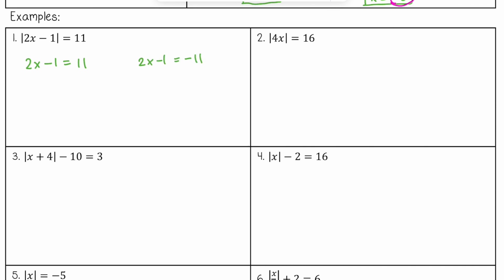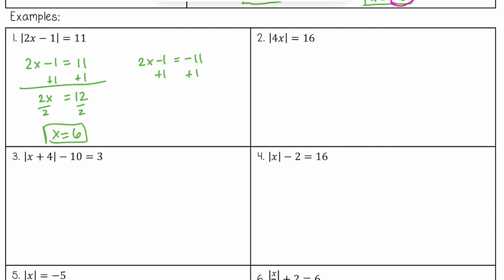So 2x minus 1 equals 11, 2x minus 1 equals -11. Notice I got rid of the absolute value symbols. I just wrote the equation twice, one with +11, one with -11. And then you just solve it as a simple equation from there. So add 1 to both sides. -1 plus 1 is 0. Bring down my 2x. Divide by 2 on both sides, so x equals 6.